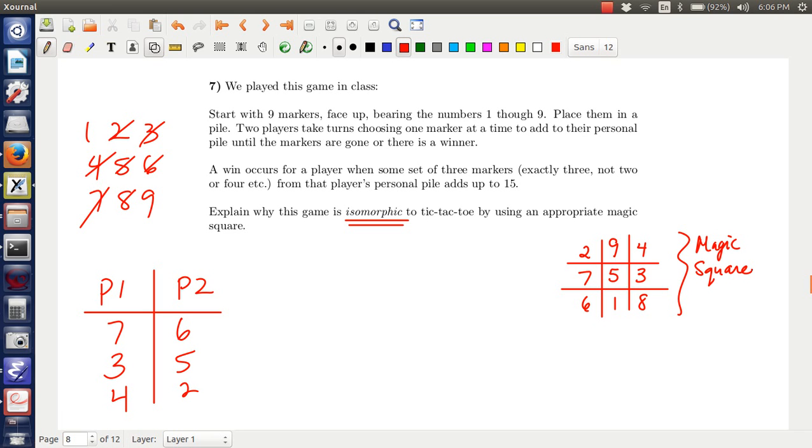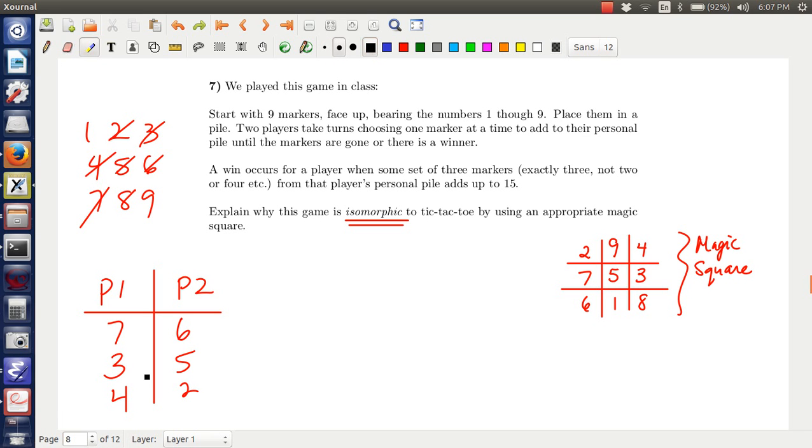And in a magic square, we have the situation where this row adds up to 15, in this case all the same value, 15. This adds up to 15, this adds up to 15, this adds up to 15, and so on and so forth. And these diagonals each add up to 15. That's what makes this whole thing work. The magic square implements our strategy for us.